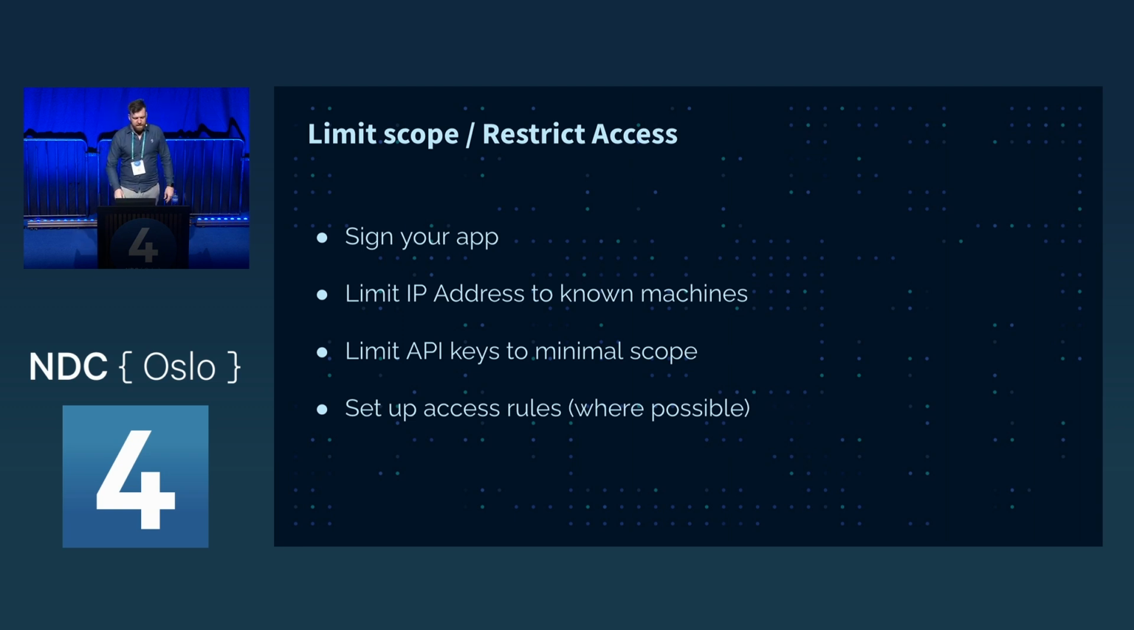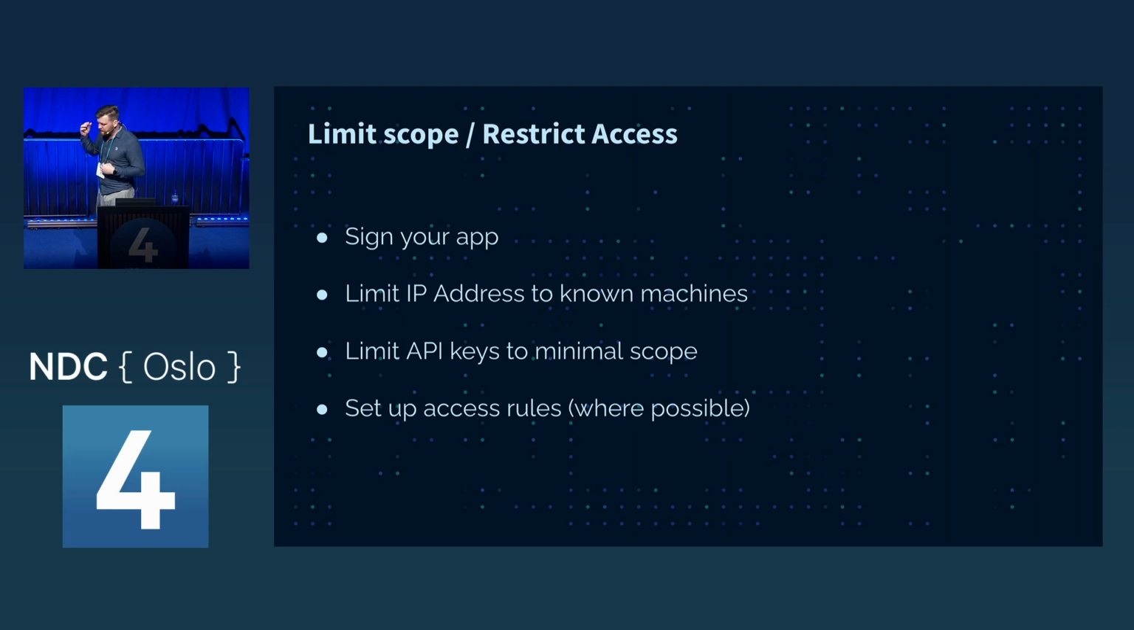But there are some things that you can do. Limit your scope. Sign your application, so that requests being made are known to be from your application, and then you can reject requests made by me as an attacker just using it. Limit IP addresses to known machines. If you know that this key is only going to be used from this service, then limit it down there, and limit the API keys to their absolute minimal scope.